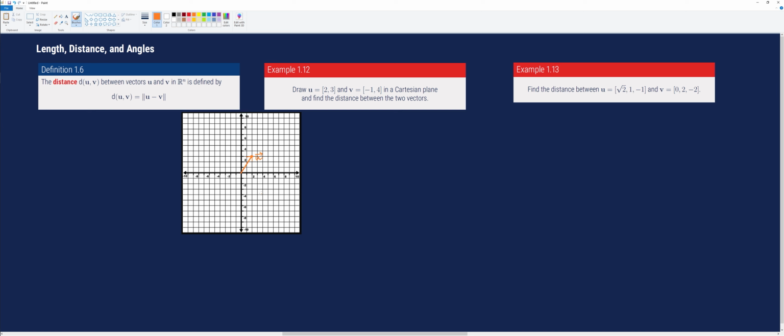And for vector v, it's -1. So we count 1 unit to the left and 4 units upward. After, we connect this to the origin and draw an arrowhead. So this is vector v. Now we are asked to find the distance between the two vectors.